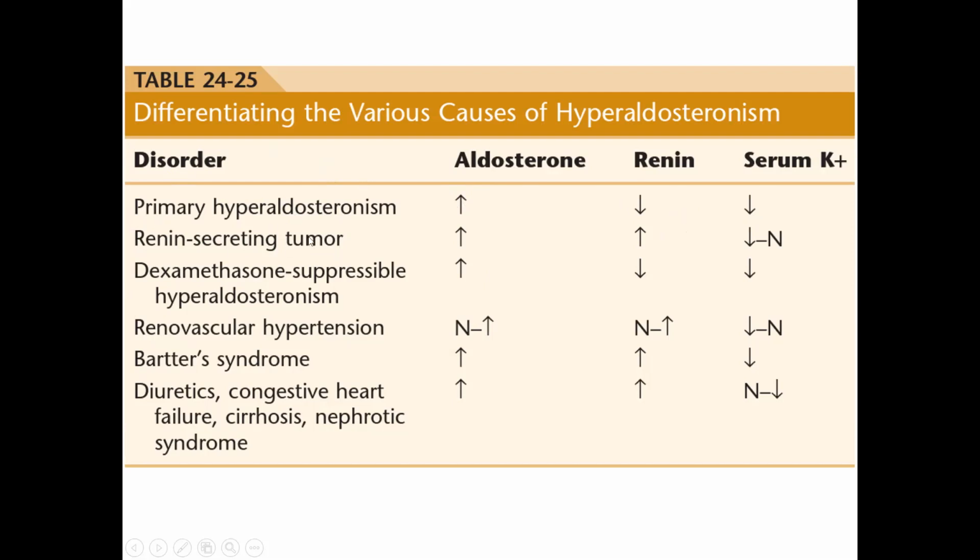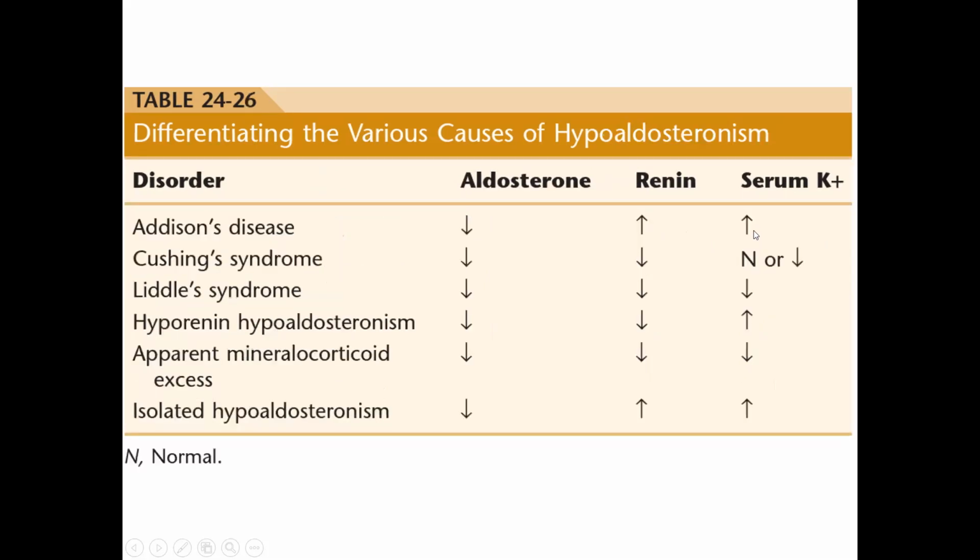Kay renin secreting tumor nga, di ba? Renin increase, aldosterone increase, and your serum potassium levels is decreased to normal ang levels, as well as this one. For your Addison disease, this one naman is your hypoaldosteronism.